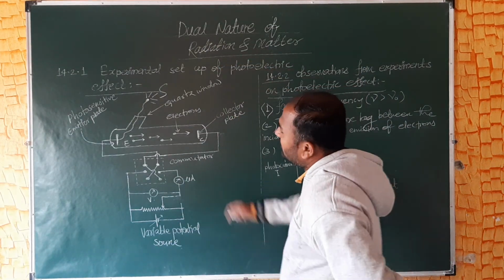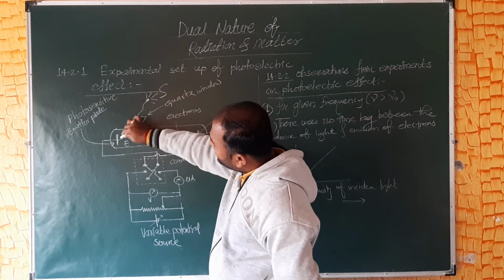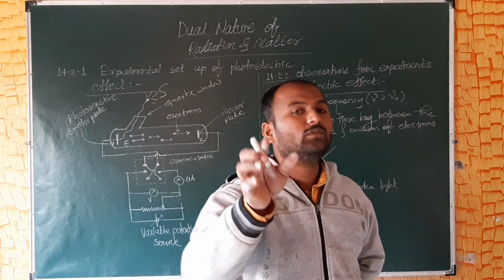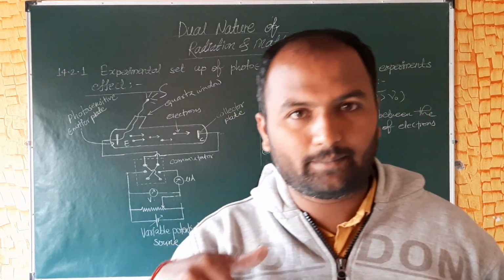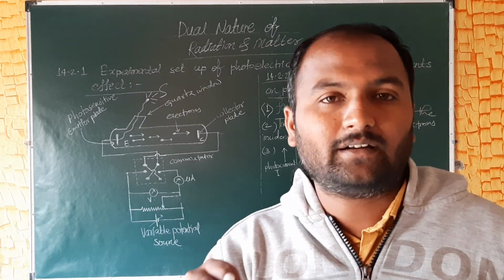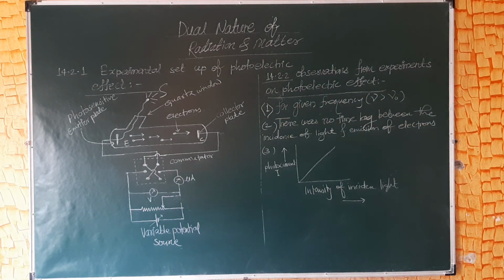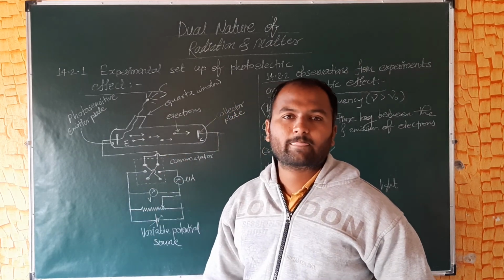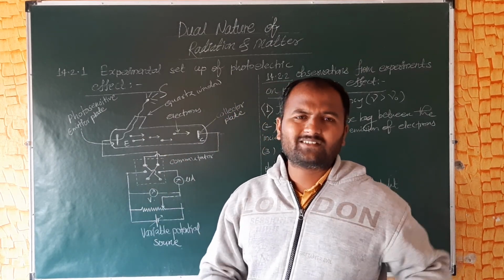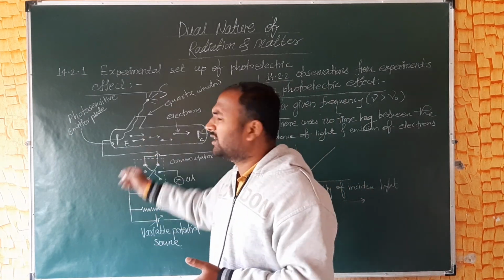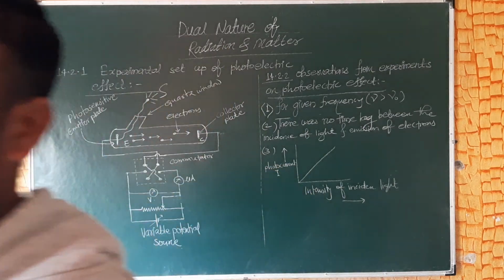When radiations of suitable frequency are incident on that emitter plate, a photocurrent I is developed. But only radiations with frequency greater than the threshold frequency eject electrons from that surface. Otherwise, if radiations of low frequency are incident on the emitter plate, no current will be produced and no emission takes place.